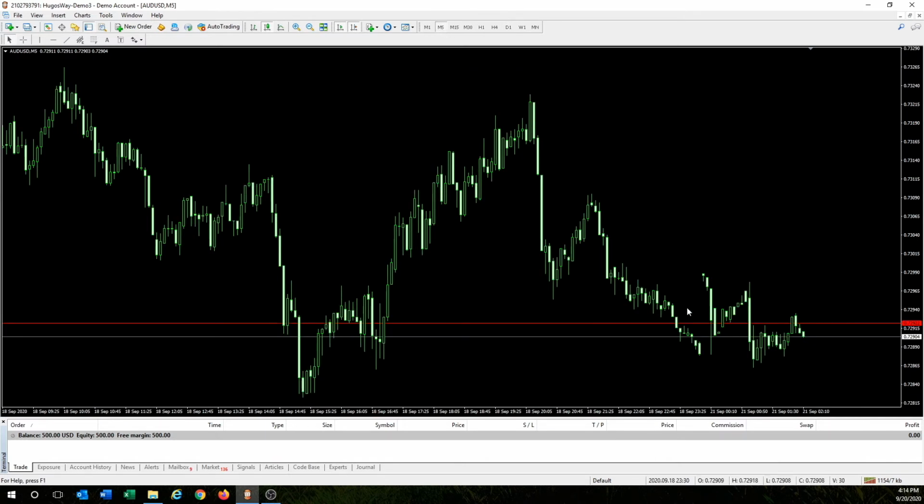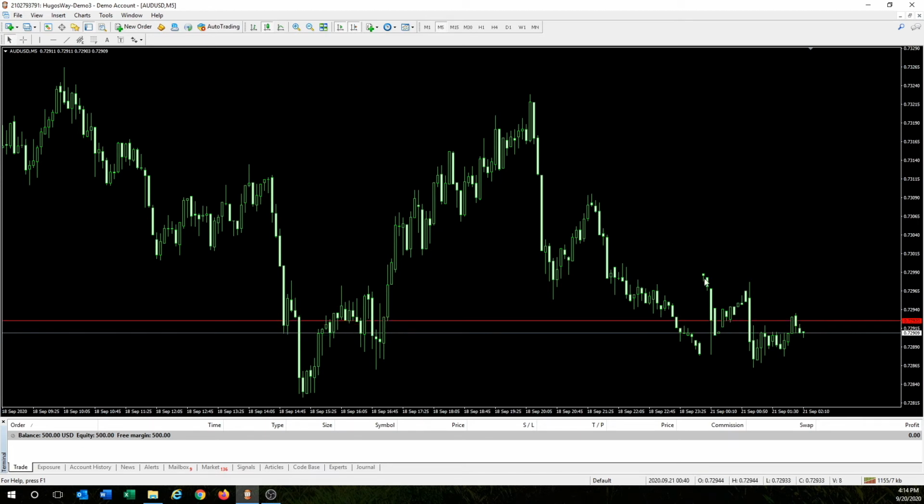We look at the 5-minute chart. So each one of these candles represents 5 minutes. How much did price move in 5 minutes? So that's all I want you to know.